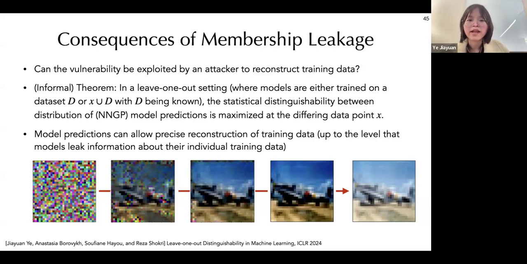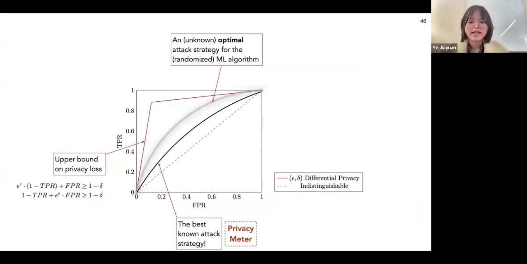All right, so that is the end of the talk. And to end, as a conclusion, in this talk we talked about what are the best known attack strategies for membership inference and how to evaluate them as an indication of privacy loss.